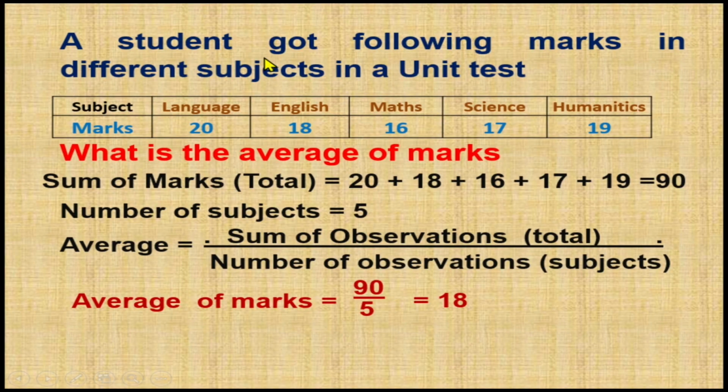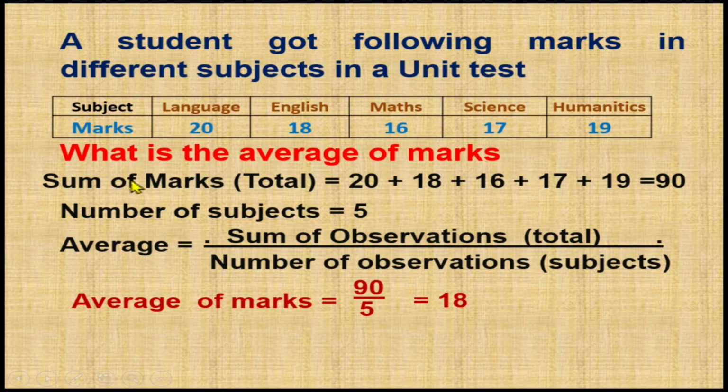A student got marks in different subjects in a unit test, let us think. Like this, he has a first language, English, maths, science and humanities. So, what is the average of marks? To get the average of marks, what do we do? We have to sum up all the marks he got in all the different subjects.